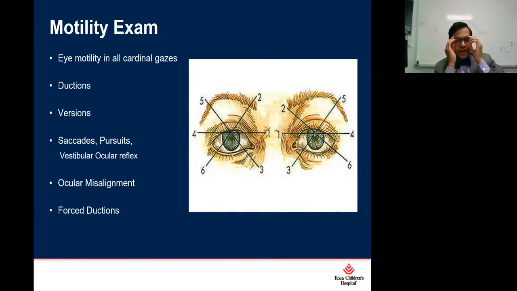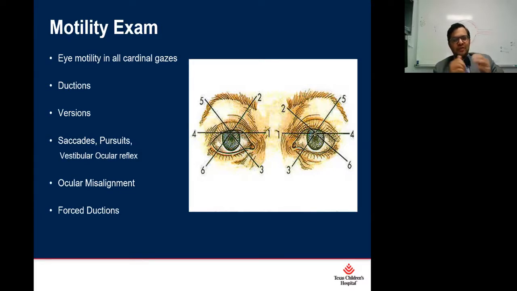So then ocular misalignment. So ocular misalignment is referring to the alignment of one eye in relation to the other eye. Okay. And so I'm going to talk about that in a moment. It's the next slide for me. But and then forced ductions, which is if there are some abnormalities with the eyes. I don't do forced ductions as part of the normal exam.